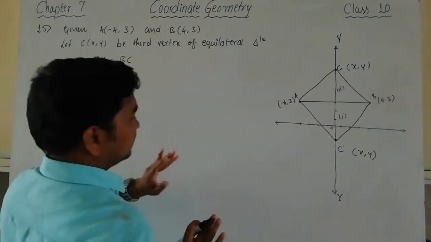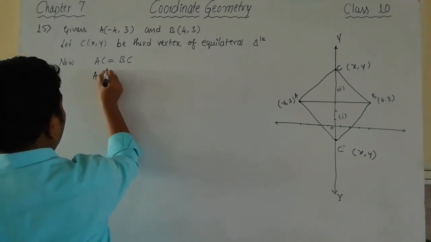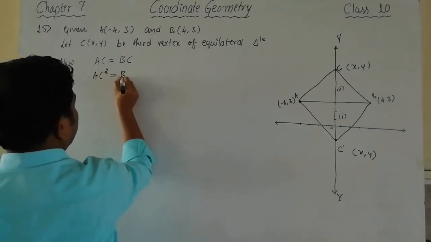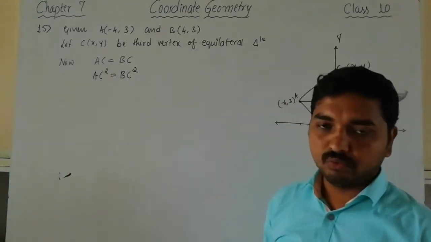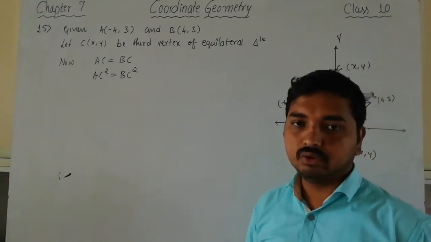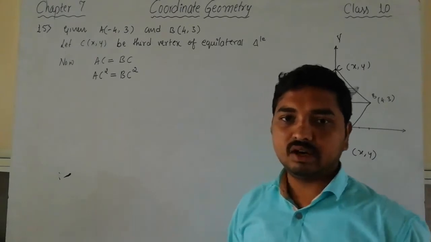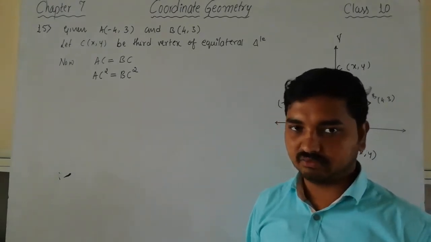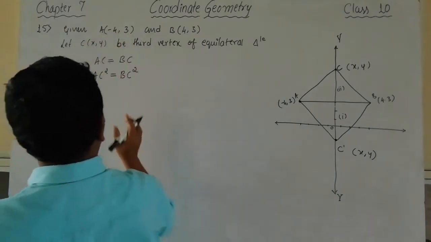Now let us apply the distance formula. Before that, I am going to square this: AC square is equal to BC square, to avoid the square root. If you square this, the square root will get cancelled. While writing the distance formula, there is no need to write the square root, because it is already squared, so the square root and square will get cancelled. Now look at AC square, which means what? A to C. It will become what?